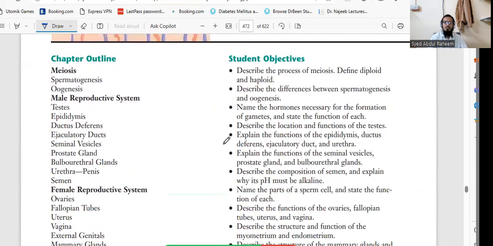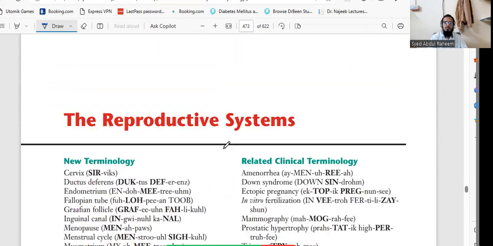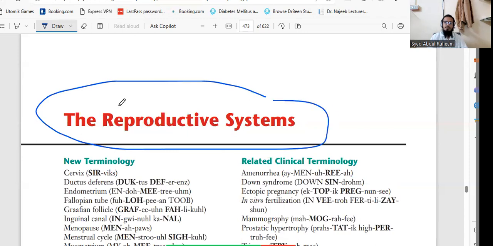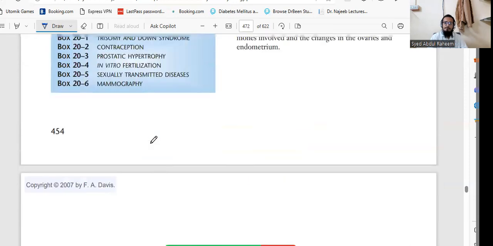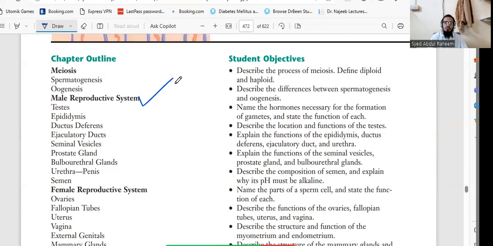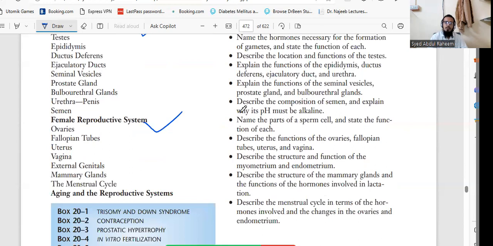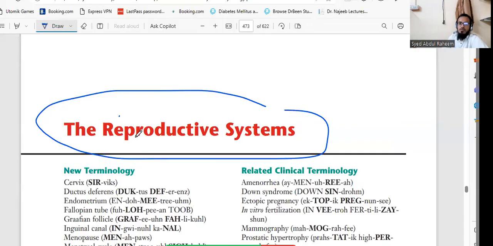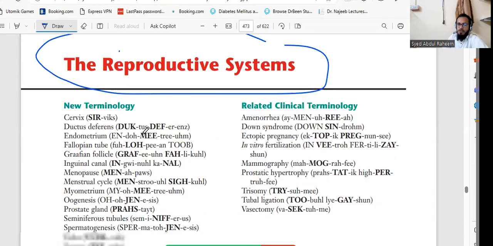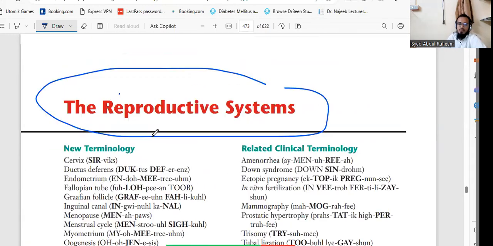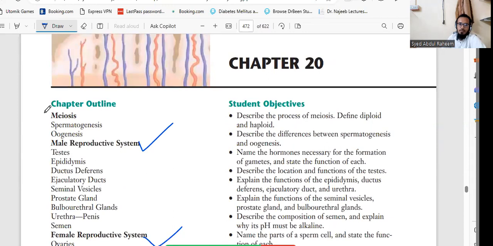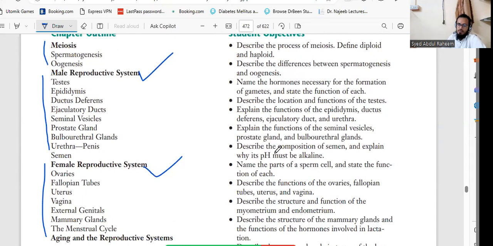Now we have a chapter that is very, very important: the reproductive system. In the reproductive system, we will talk about the male reproductive system and the female reproductive system. So now we will discuss the reproductive system. Basically, we have a basic introduction about meiosis, the male reproductive system, and the female reproductive system.